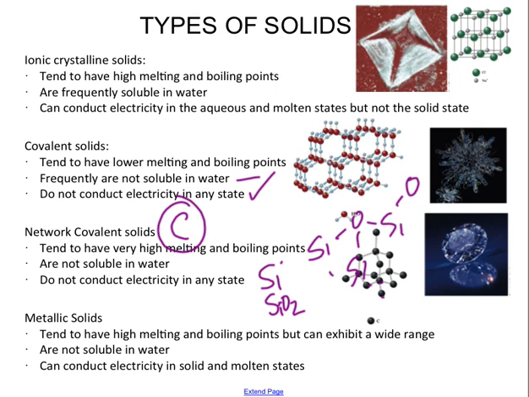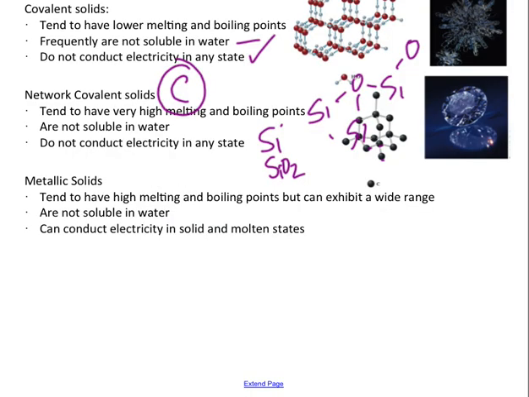And they have super high melting points. They're not soluble in water. And they do not conduct electricity because they're covalent. There's no ions. Okay? So those are a very special category.